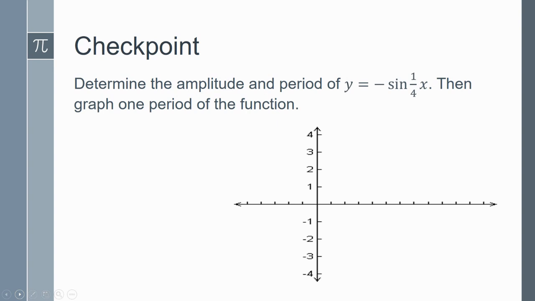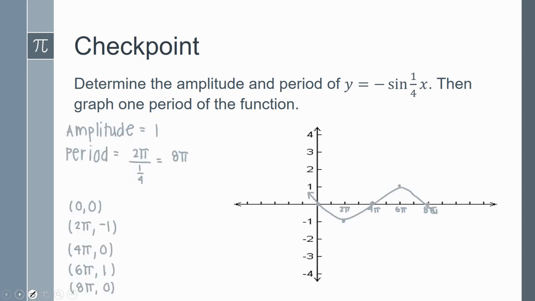So I would suggest you pause the video and try this checkpoint problem. Notice that this time it's y equals negative sine of 1/4 x. Okay, so identifying my a value, a was negative 1, so the absolute value gives me an amplitude of positive 1. Since my b value is 1/4, when I divide by 1/4, 2 pi divided by 1/4 is like 2 pi times 4, so my period is 8 pi.